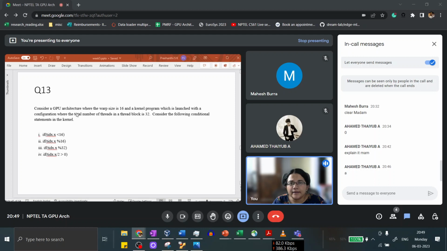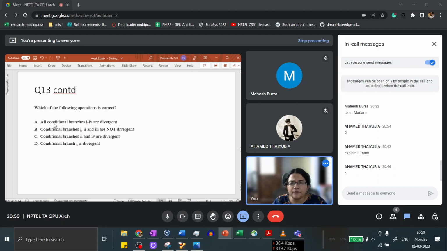consider a GPU architecture where the warp size is 16 and a kernel is launched with a configuration where the total number of threads in a thread block is 32. Consider the following conditional statements in the kernel: threadIdx.x less than 16, mod 16, mod 32, divided by 2 greater than 0. Which of the following is correct? All conditional branches are divergent. Conditional branches 1, 2, and 3 are not divergent. Conditional branches 2 and 4 are divergent.